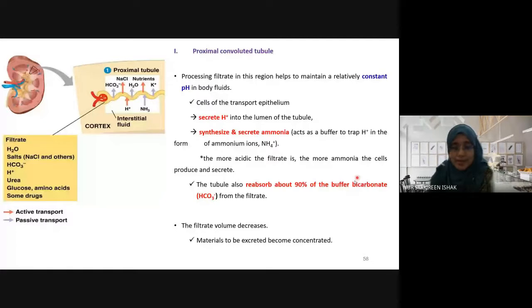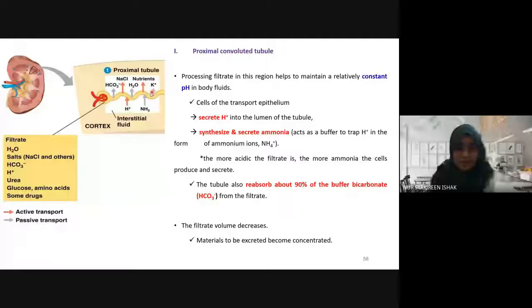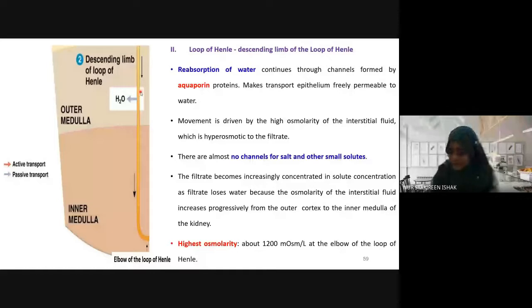Alright. And then the filtrate volume decreases and materials to be secreted become concentrated. As all these substances are being reabsorbed, especially water, as more water goes out at the proximal tubule region, as you know, the proximal tubule is the longest part of the nephron, this causes the filtrate to be more concentrated, due especially to reabsorption of water. So next is what happens in the loop of Henle.